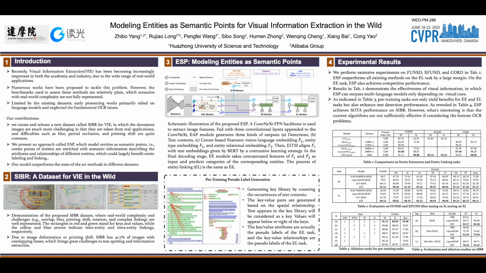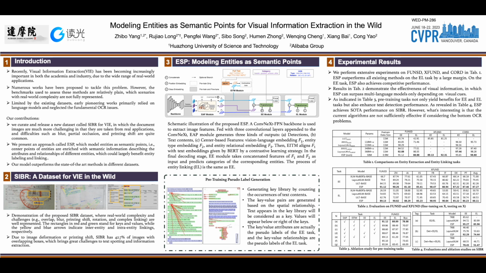However, current benchmarks for VIE are relatively simplistic and do not fully represent scenarios with real-world complexity. In light of this, our first contribution is the curation and release of a new dataset called SIBR for VIE. Document images in this dataset are much more challenging, as they are taken from real-world applications and contain common difficulties such as blur, partial occlusion, and printing shift.